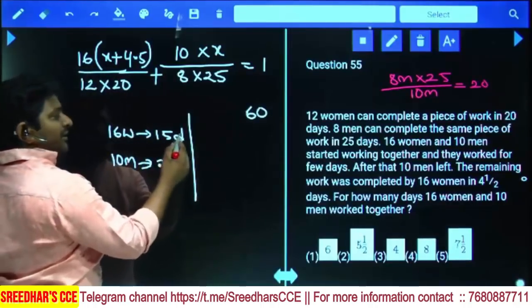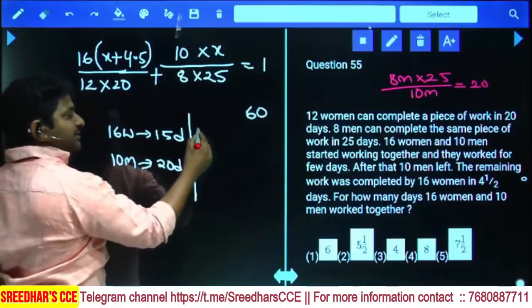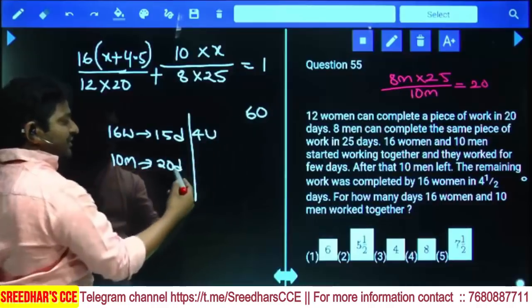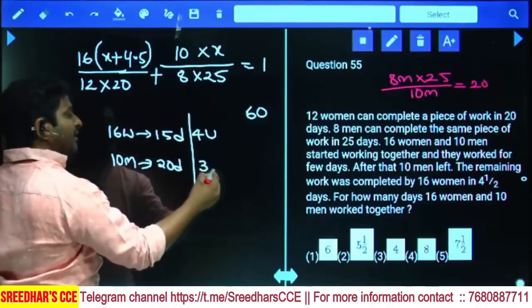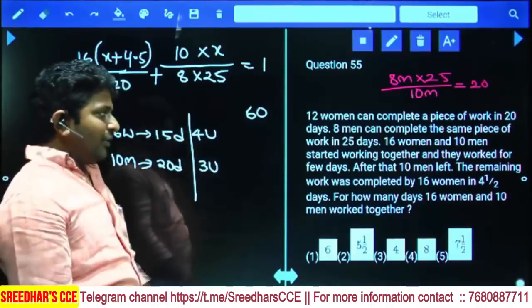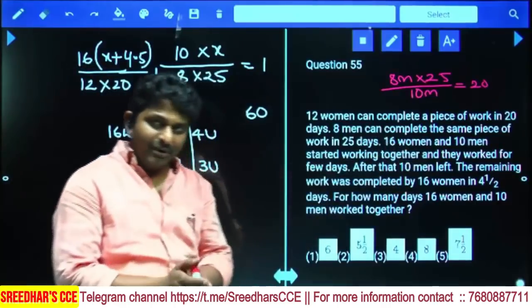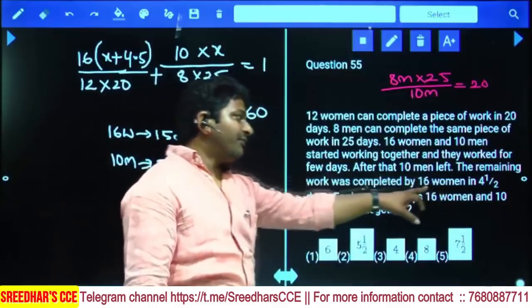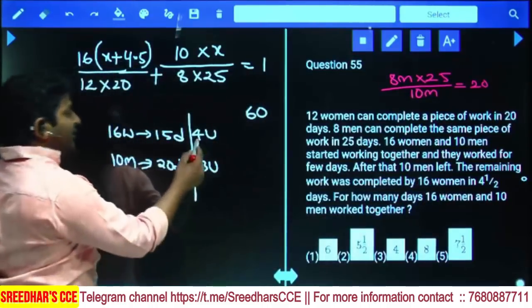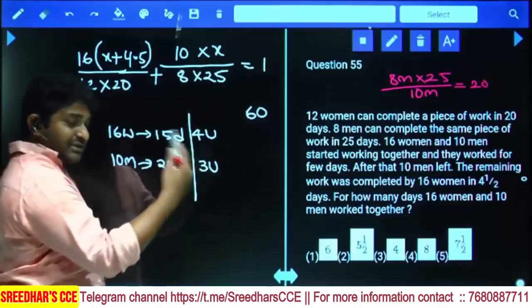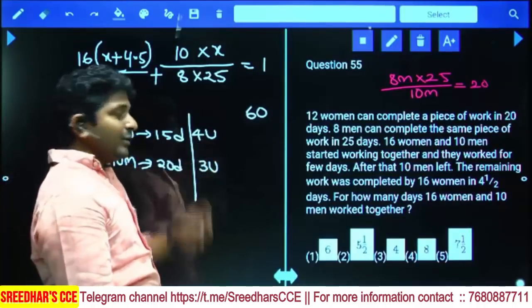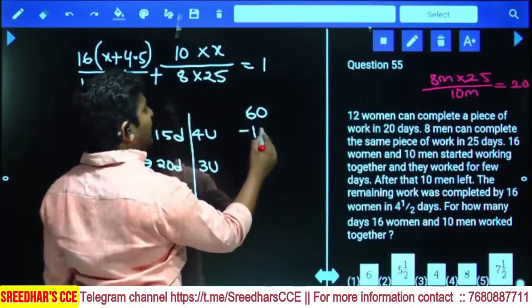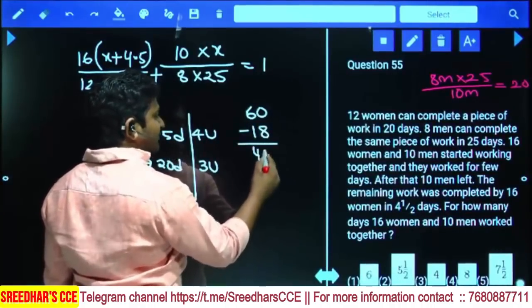16 women can do 60 units in 15 days. Per day, they can do 4 units. 10 men can do 60 units in 20 days. Per day, they can do 3 units. Now, both together worked for some number of days. I don't know how many days they worked, but last 4.5 days, only 16 women worked. In 4 days, they can do 4 into 4, 16 units. In half day, they can do 2 units. That is, in 4.5 days, they can do 18 units. And the remaining is 42.